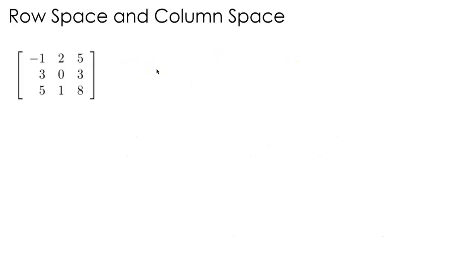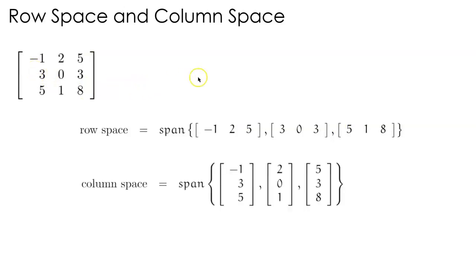So here's an average Joe matrix with 3 rows and 3 columns. The row space is the span of the rows. Just copy the rows down. And the column space is the span of the columns. Are these a basis? Don't know. We need to figure that out. But we definitely know that they are the span of the rows and the columns.